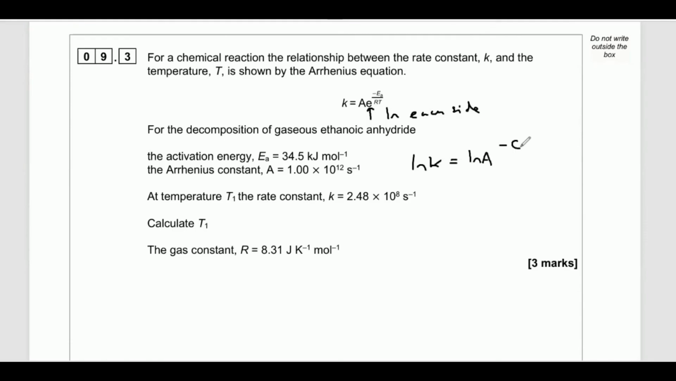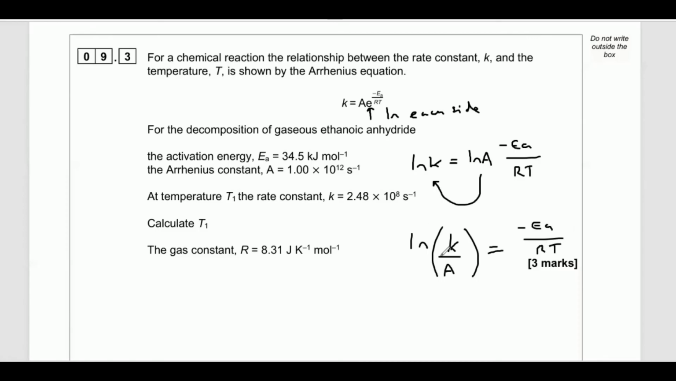See the little lowercase e? So I'm going to ln each side. You'll find there's a little button with ln on your scientific calculator. You can just put the ln there, and I'm then going to divide, that will get rid of the e, by the way, and then I'm going to divide the ln k by the ln a, and I'm going to get ln k over a equals minus Ea over RT.